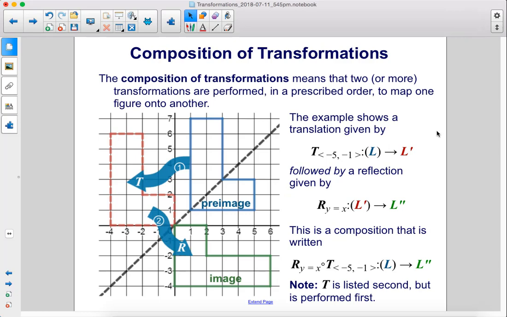The composition of transformations means that 2 or more transformations are performed in a prescribed order to map one figure onto another. The example shows a translation given by T(-5, -1), L maps onto L prime, followed by a reflection over the line y equals x, L prime onto L double prime. This is a composition that is written like this. Note, T is listed second, but is performed first.